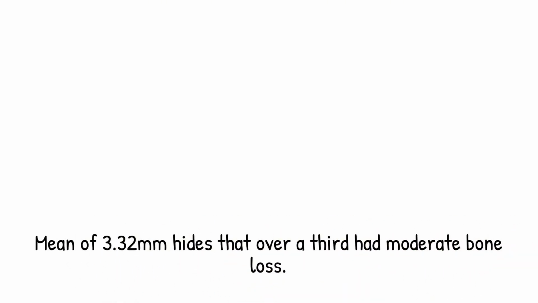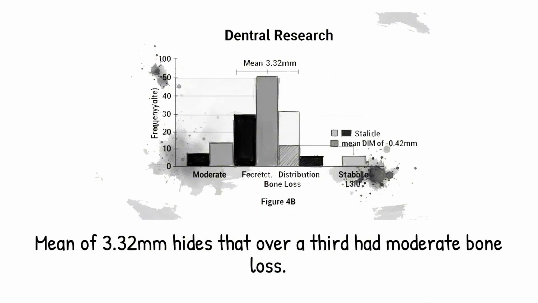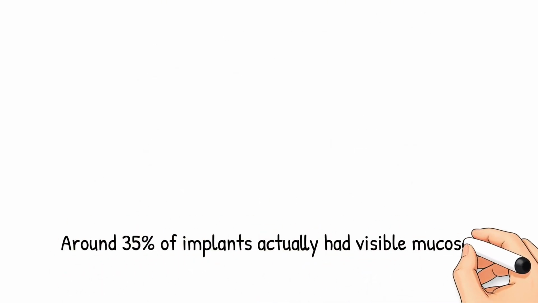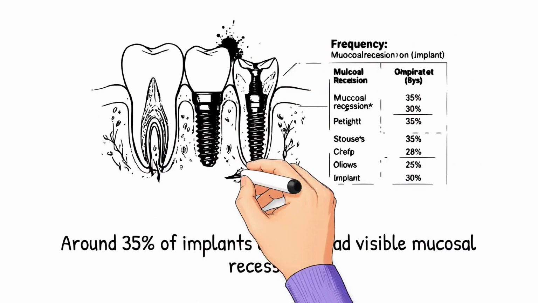The frequency distribution shows that more than a third of all implants experienced at least moderate bone loss over 10 years, a detail the average completely conceals. The same applies to figure 4b. Mean DIM is negative 0.42 millimeter, sounds stable. But roughly 35% of implants actually had visible mucosal recession. Only the frequency table reveals it.